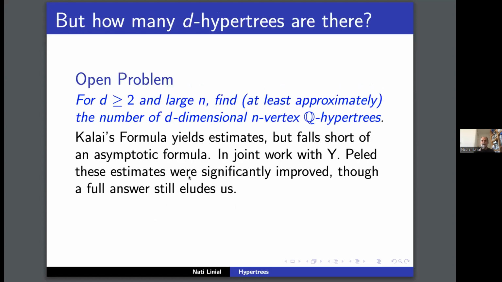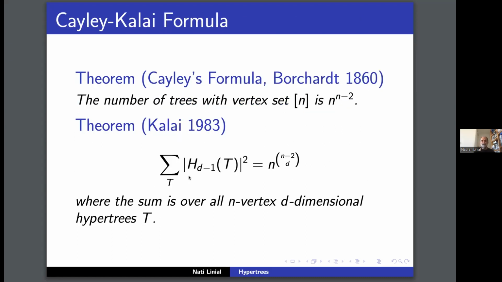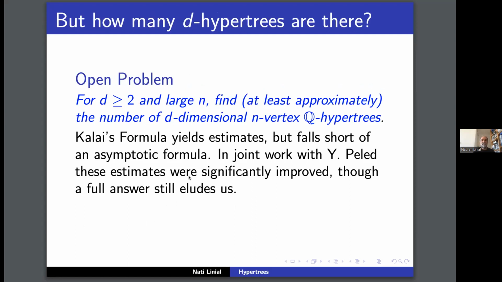And so what Benny asked me for is something that we have very naturally asked ourselves. Here in the formula of Kalai, you weigh the trees. You don't just count them, you assign weight to them. And the obvious thing is to ask how many are they? You can already derive some bounds from Kalai's formula, but they're quite far from each other.